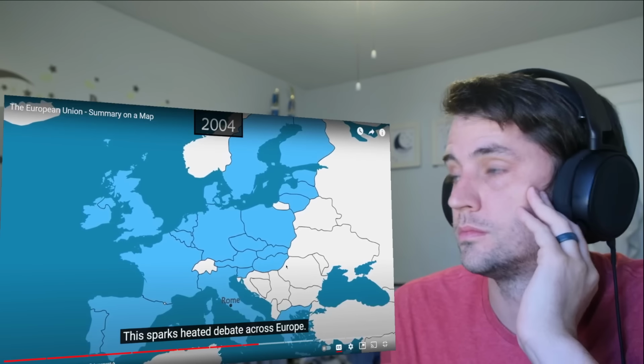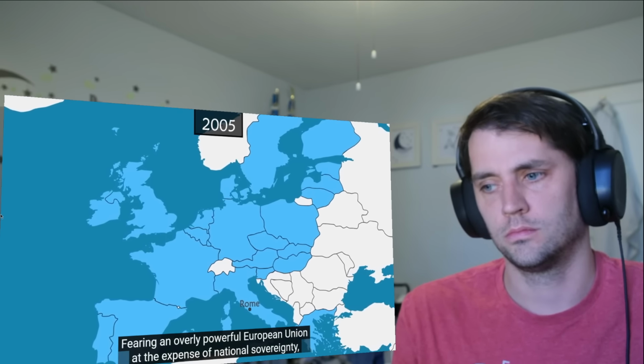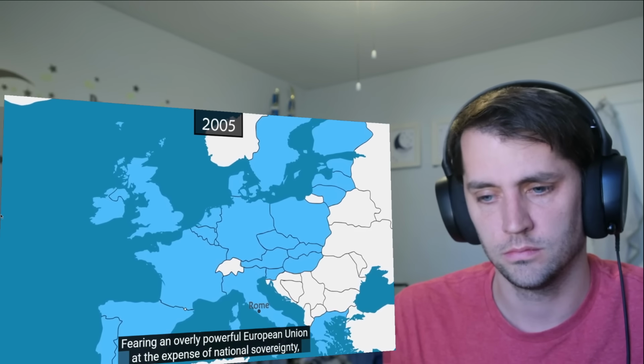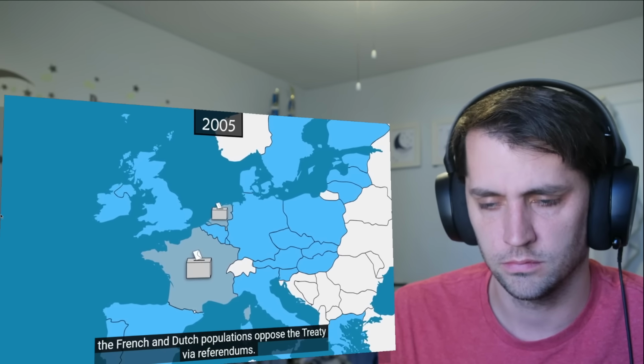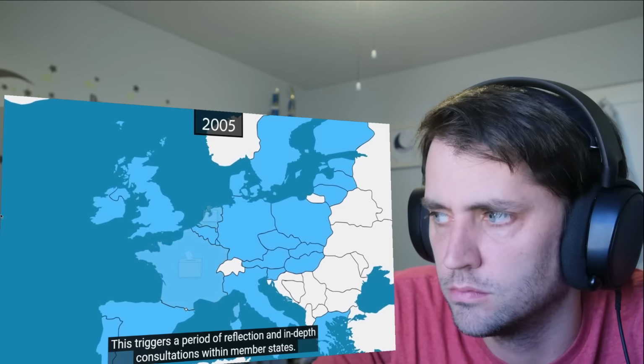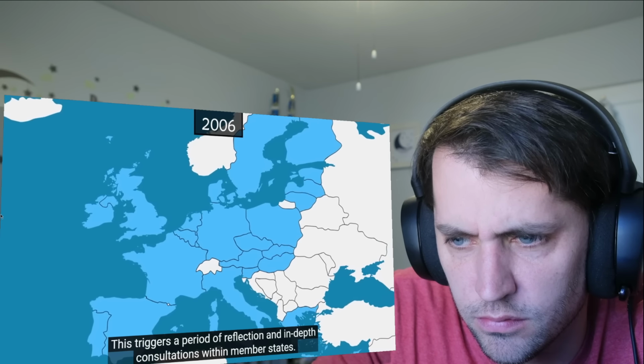This sparks heated debate across Europe. Fearing an overly powerful European Union at the expense of national sovereignty, the French and Dutch populations oppose the treaty via referendums. This triggers a period of reflection and in-depth consultation within member states.